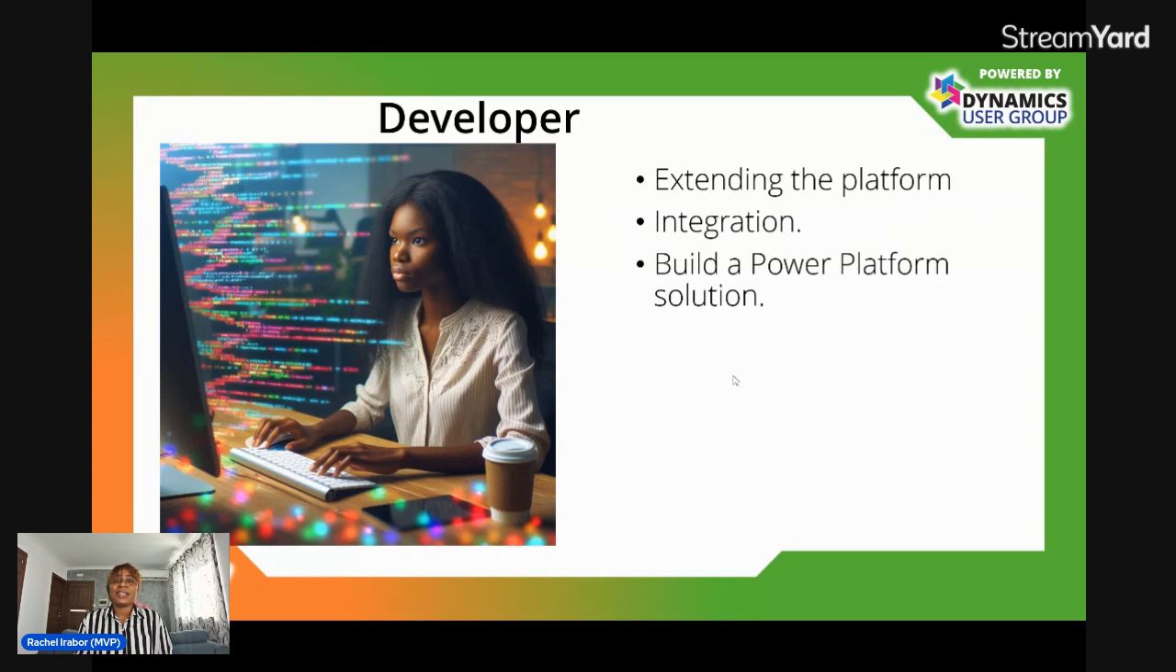So there are so many other things that, apart from extending the platform, we also have integration. That is integrating Power Platform with other platforms like Microsoft 365, Azure, or Dynamics 365 Finance and Operations. Developers also work on building Power Platform solutions.